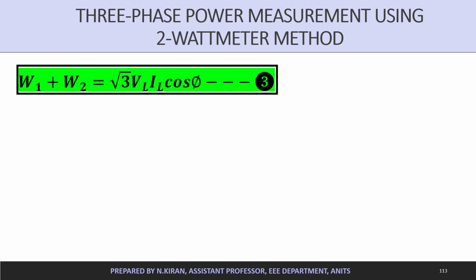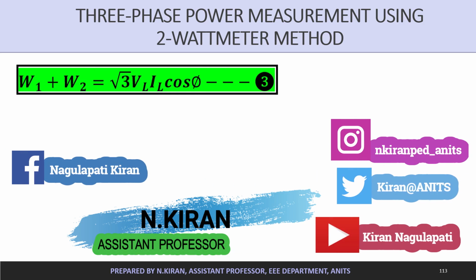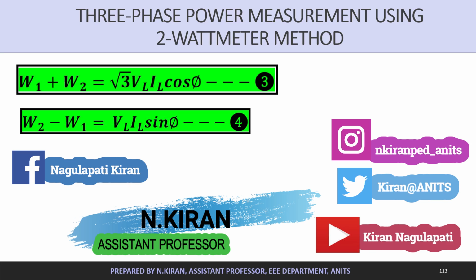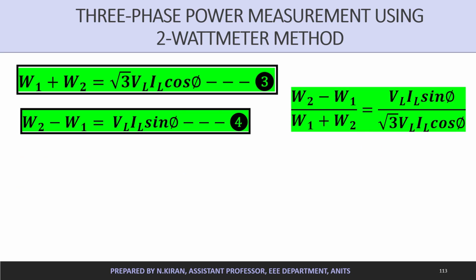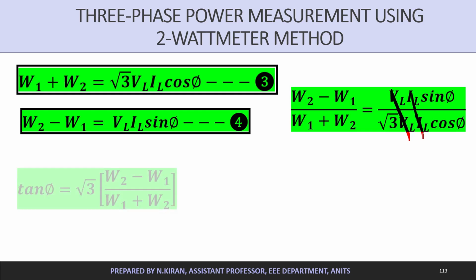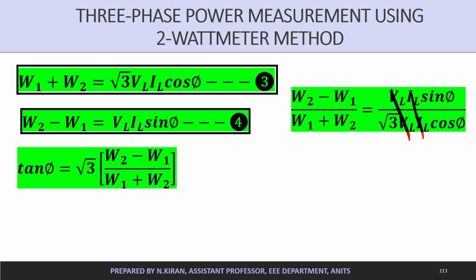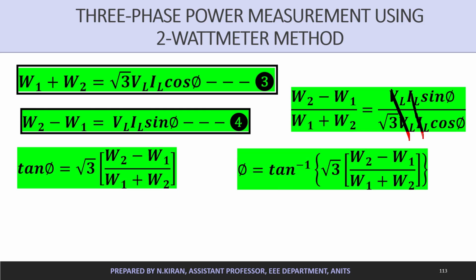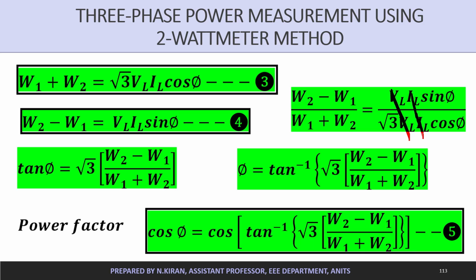Next, after considering these two equations, W1 plus W2 and W2 minus W1, on dividing equations 3 and 4, these two terms will cancel each other. So from this, tan phi is equal to root 3 into W2 minus W1 by W1 plus W2, which will give me the phase angle phi to be tan inverse of the entire expression. So I can derive the expression for power factor cos phi to be cos of tan inverse of root 3 into W2 minus W1 by W1 plus W2.